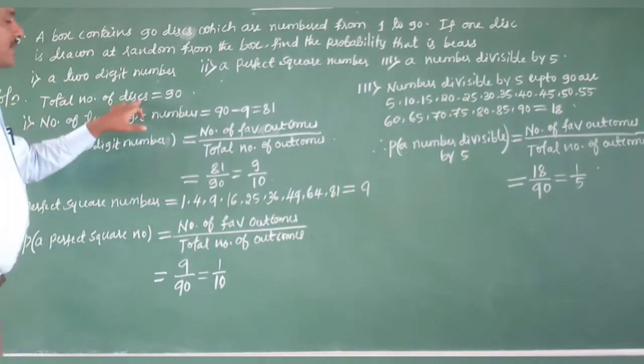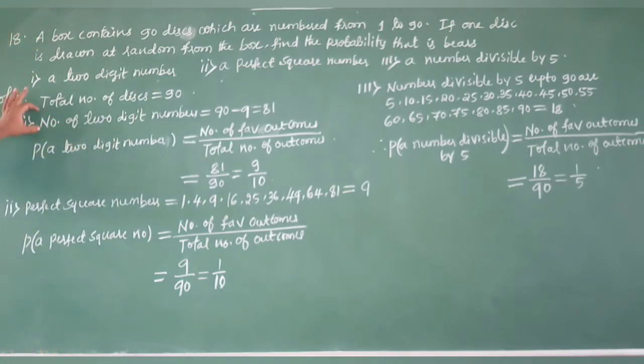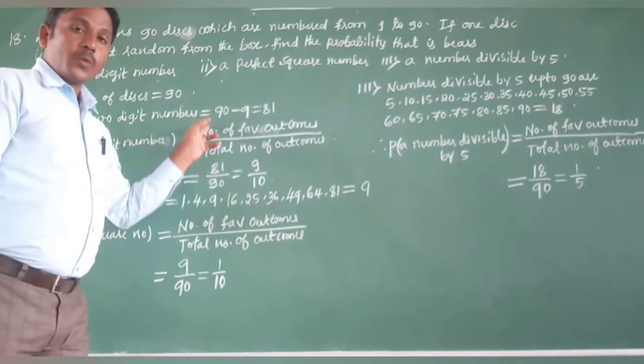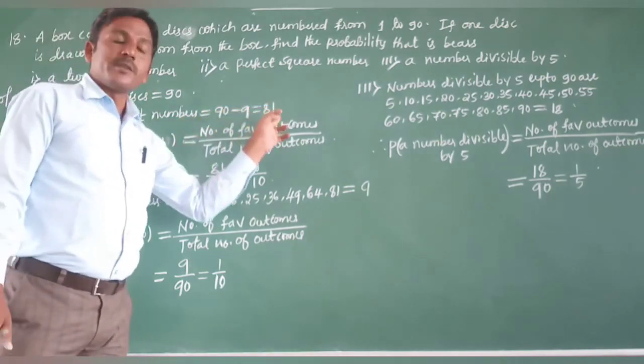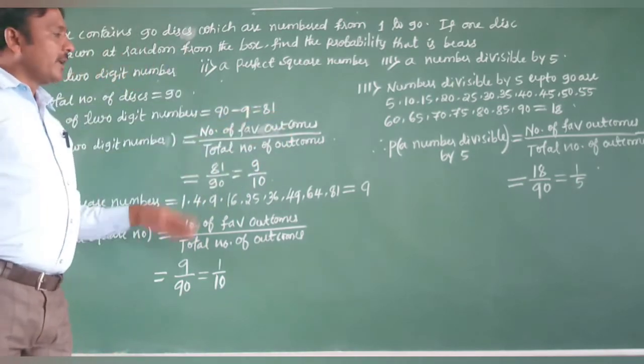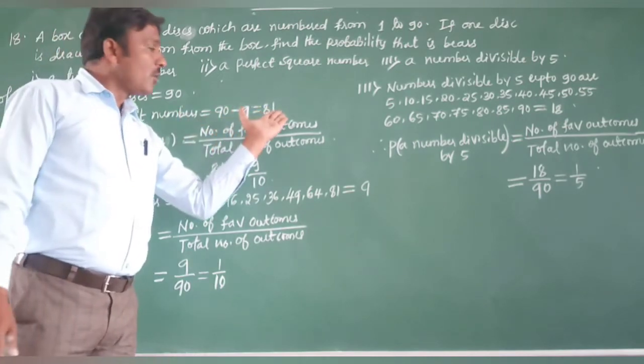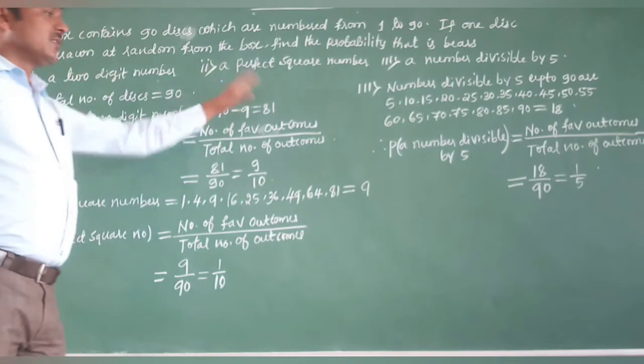Total number of discs are 90. Number of 2-digit numbers is equal to 90 minus 9, that gives us 81, because 1 to 9 are single digit numbers. Next, 10 to 90 are 2-digit numbers. So 90 numbers minus 9 gives us 81 two-digit numbers.